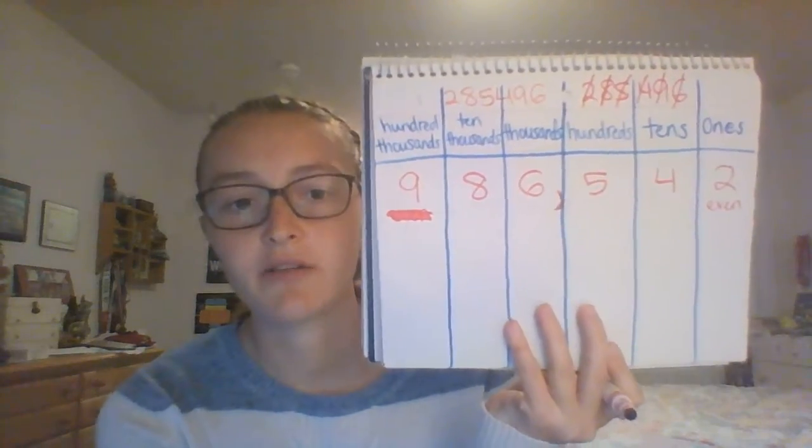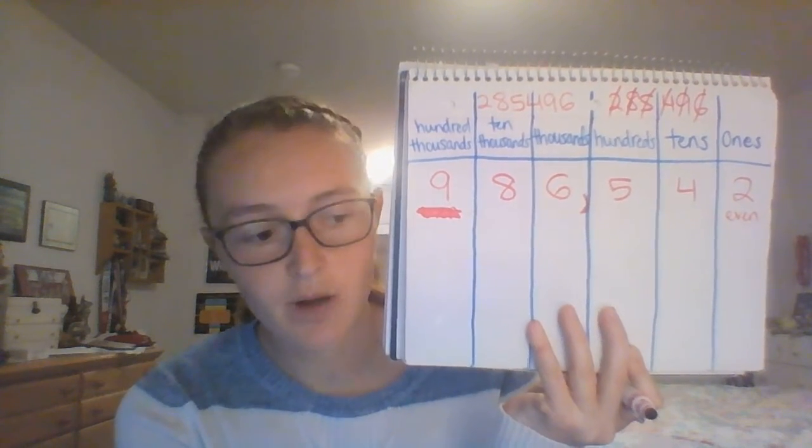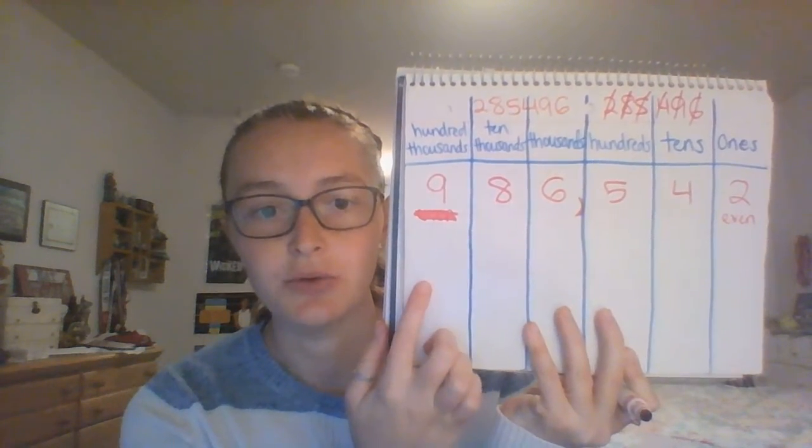You might want to write your digits up top again so you can cross them out as we go. I'm going to do that right now. 2, 8, 5, 4, 9, and 6. So out of that list, our smallest digit is a 2. So 2 is going to go in the hundred thousands place. And I'm going to cross it out at the top.